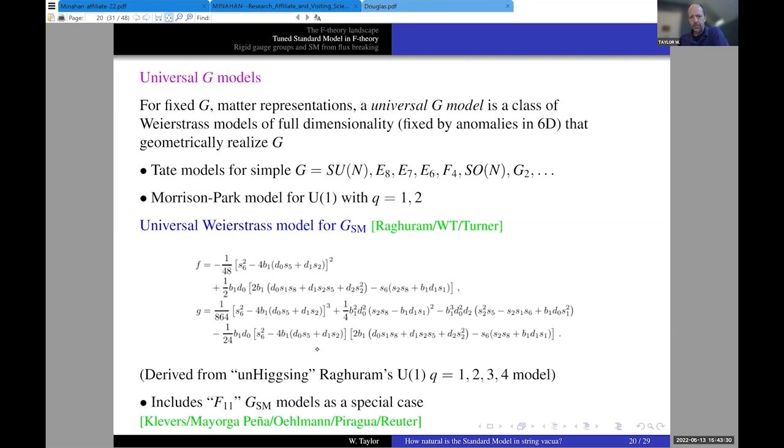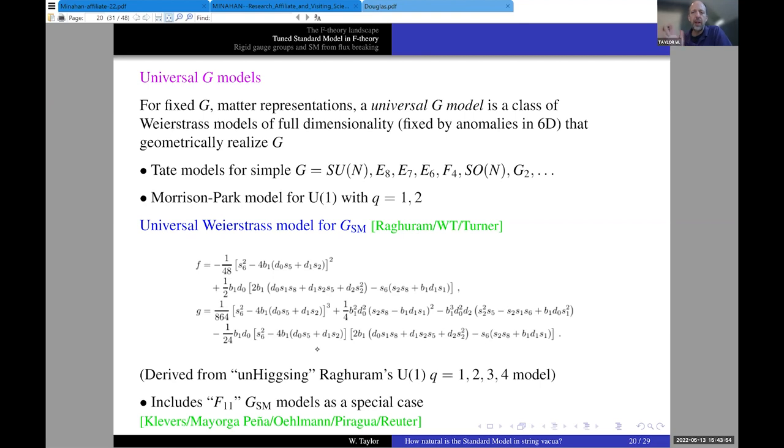And with Raghuram and Turner, we identified, based on unhiggsing a somewhat exotic model that Raghuram had written down for a U1 theory with charges 1 through 4, the universal Weierstrass model giving us the standard model gauge group, by which I mean 3, 2, 1 mod Z6. So we have this very complicated looking Weierstrass model.